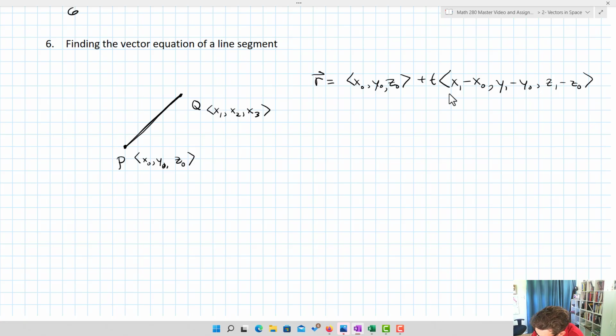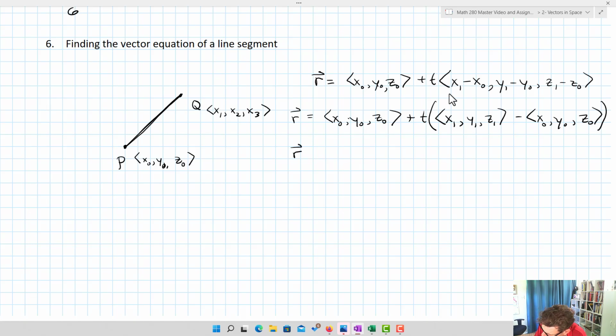If I break it up, I get R equals (x naught, y naught, z naught) plus t times the vector (x1, y1, z1) minus (x naught, y naught, z naught), because that's how we add and subtract vectors. And so we can rewrite R as equal to (x naught, y naught, z naught) minus t times (x naught, y naught, z naught) plus t times (x1, y1, z1).